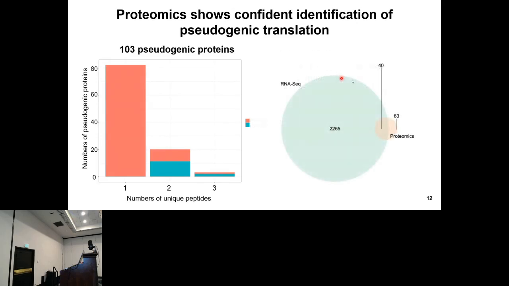Moreover, 40 of those 103 pseudogenic proteins were also confidently detected in our single-cell RNA sequencing data. There were 63 pseudogenic proteins which were detected in proteomics, but these pseudogenes were not detected in single-cell RNA-seq data. But those, in fact, were technically present in the RNA sequencing data, but their expression levels were below the thresholds for confident detection, which we discussed earlier.